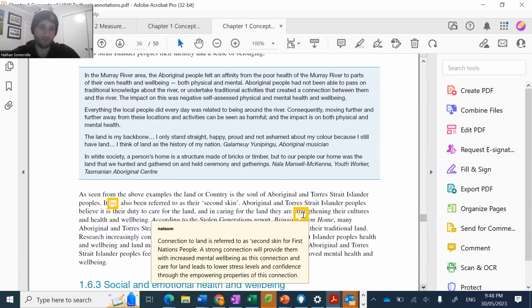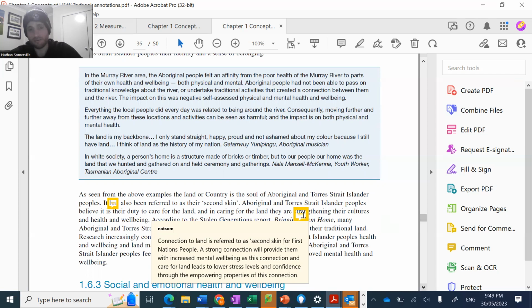So connection to land is referred to as second skin. Good idea to use this term, second skin, within your responses, because it shows real in-depth knowledge of what connection to land is. Strong connection will provide people with increased mental well-being, as this connection and care for land leads to lower stress levels and confidence through empowering properties of this connection. So we'll unpack this a little bit.